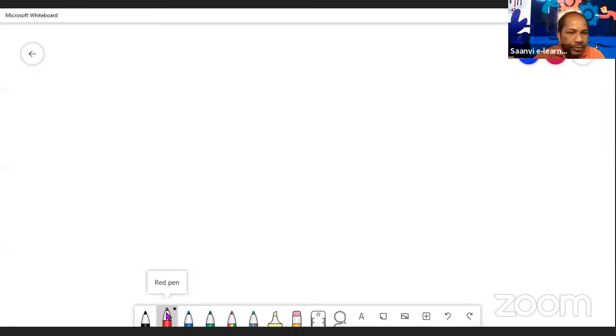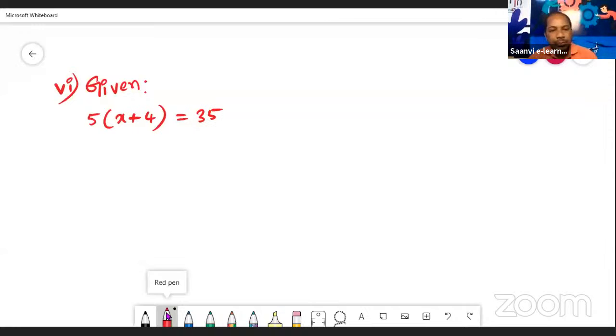Okay, sixth problem. Given 5 into x plus 4 is equal to 35. Bracket means into here. So first of all, multiply this bracket's values by 5.